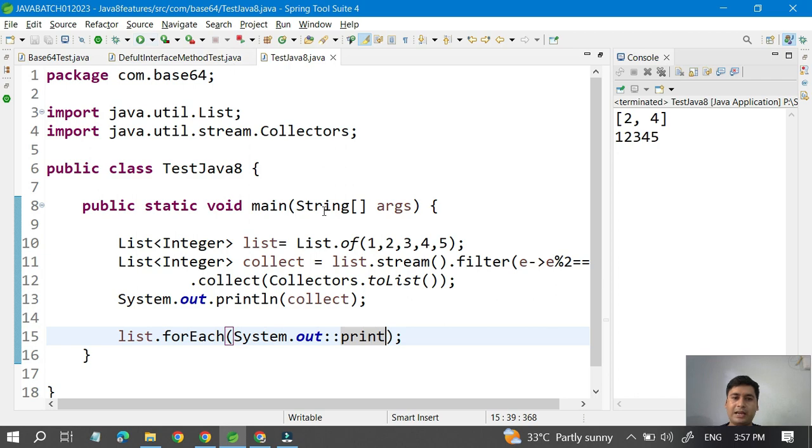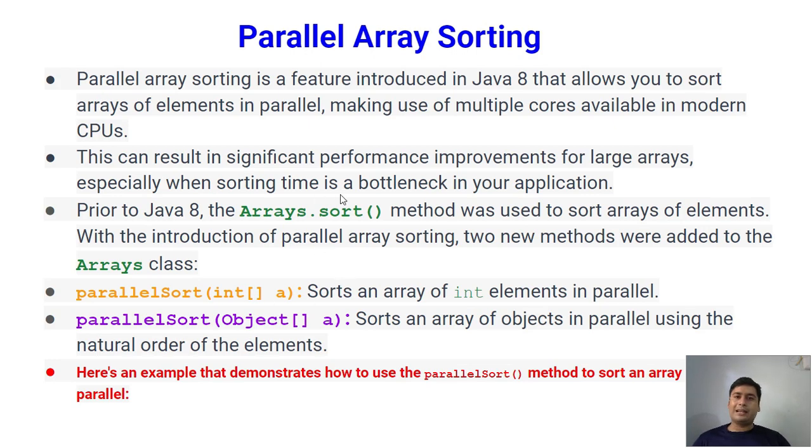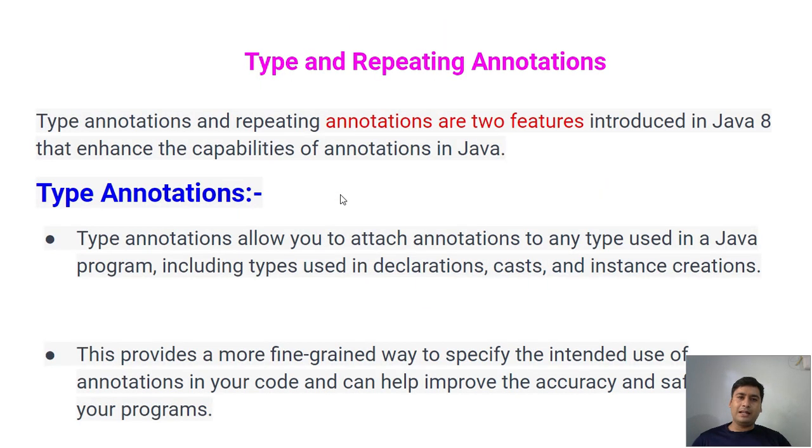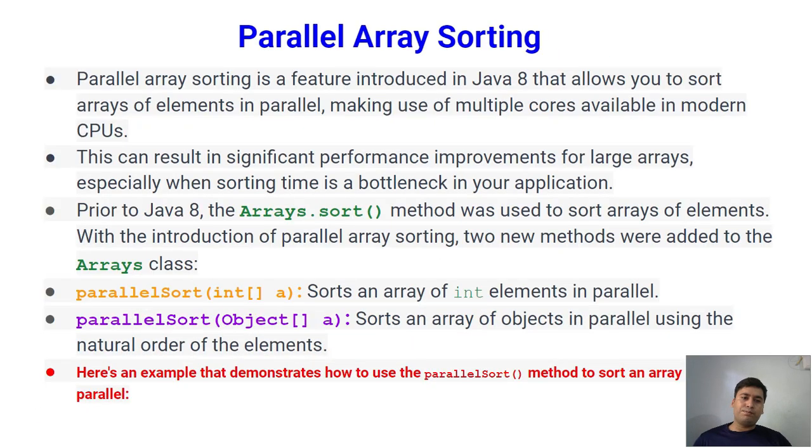We have discussed forEach and all those things. Let me go with the next one, which is parallel array sorting. What is parallel array sorting? Parallel array sorting is a feature introduced in Java 8 that allows you to sort an array of elements in parallel, making use of the multiple cores available in the modern CPU. This results in significant performance gains.